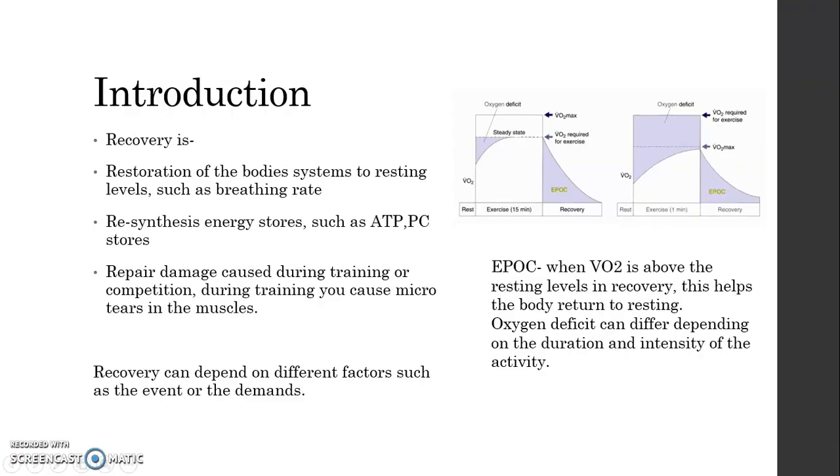Just going back to EPOC, the time needed to recover after a high intensity event such as weightlifting, powerlifting or the 100 meters will be different compared to a lighter intensity event such as, say, a half marathon. This is because during the higher intensity they will use the ATP-PC system or the glycolytic system, compared to the longer duration activities where they'll most likely use their aerobic energy system.